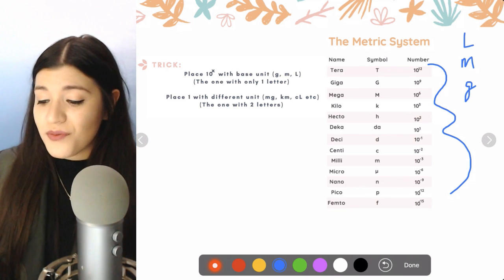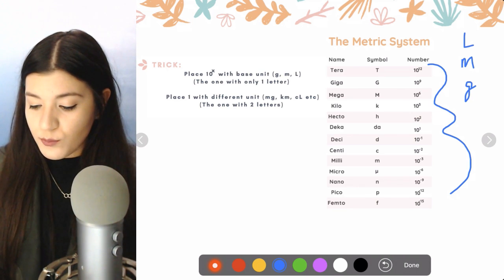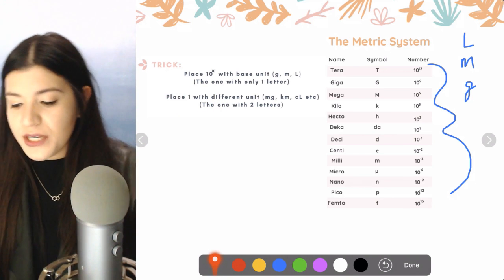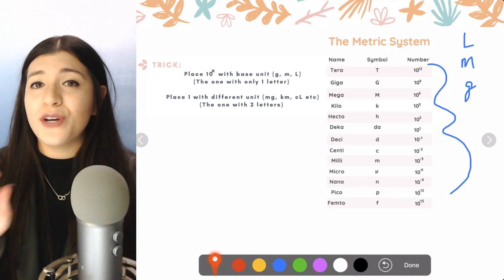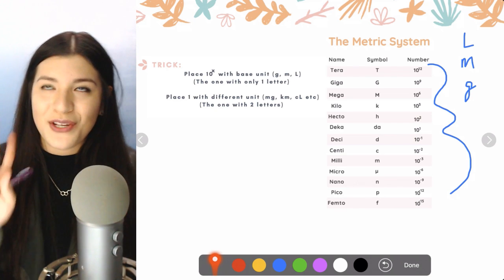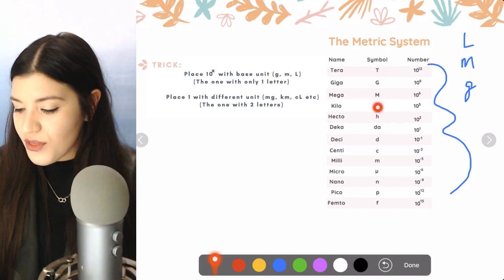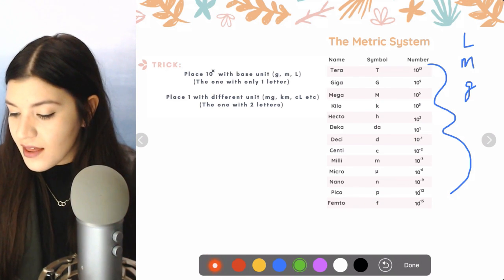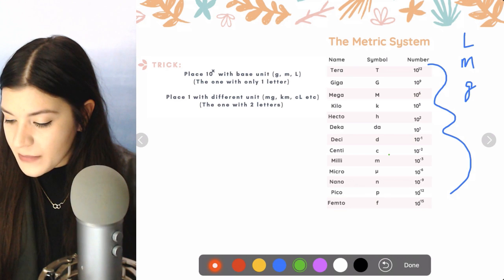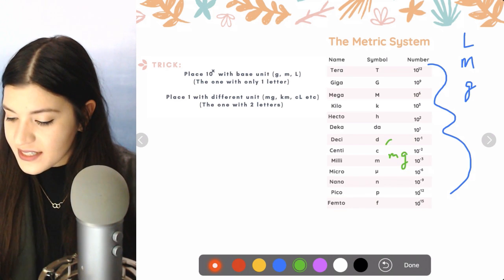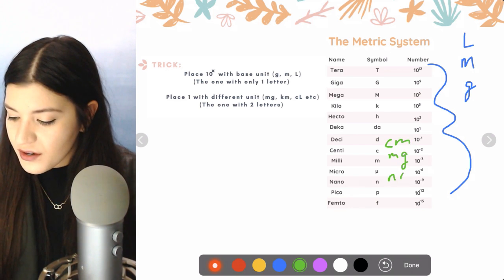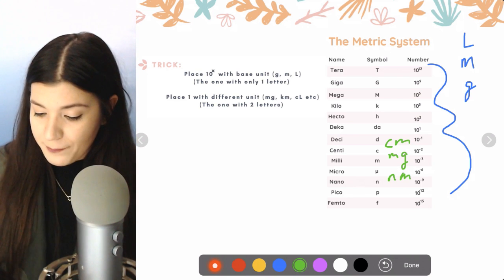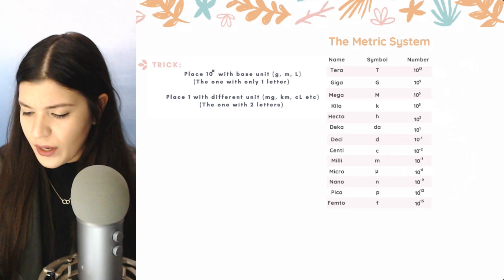Okay. So that's the general concept. And then what you're going to do, where the 1 goes, you're going to place the one with the different unit, or sometimes I like to think of it as the one with 2 letters. Okay, so the one with 2 letters, like let's say these are all the different symbols, all the different units. So you can think of it as, let's say if we had milligrams or centimeters or nanometers and so on. All of those would be placed with the 1.